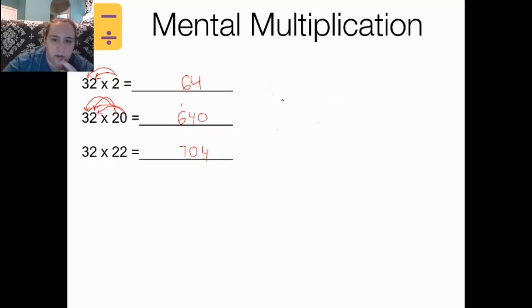So if I was doing it the standard algorithm, we know that 2 times 2 gives us 4. 3 times 2 gives us 6. 2 times 2 equals 4. Let's put our placeholder 0. 3 times 2 equals 6. And we add it up. 4 plus 0 equals 4. 6 plus 4 equals 10. And 1 plus 6 equals 7.